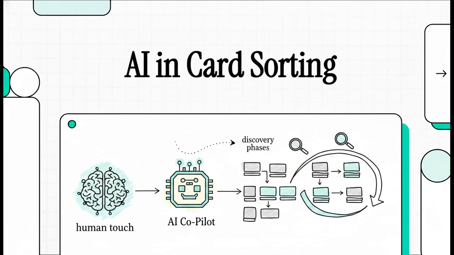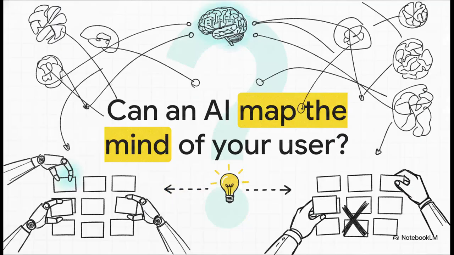It's an absolute game changer for accelerating your research workflows, but without losing that crucial human nuance that makes UX research so valuable in the first place. Okay, let's jump right in. So think about this. Can an AI actually map the mind of your user before you even recruit your first participant? It's a pretty provocative thought, right?